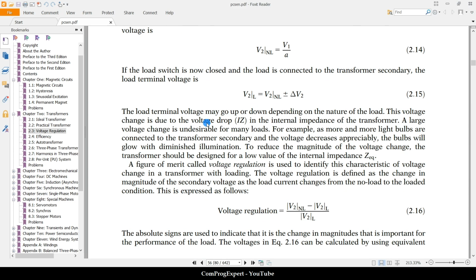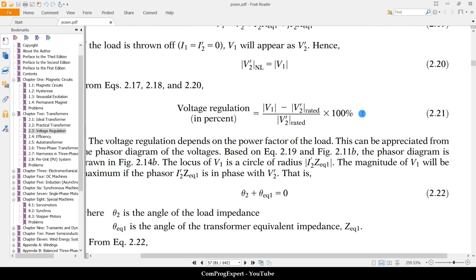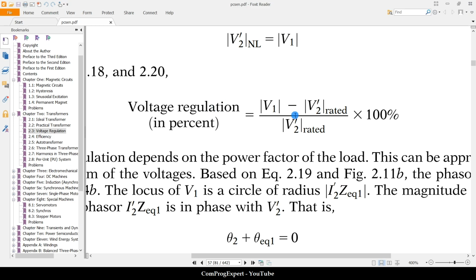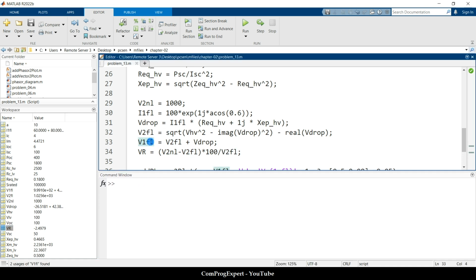In this reference, we also have this equation for calculation of the voltage regulation. In this case, we consider the amplitude of V1 constant for both cases, and we calculate the change in the value of the secondary voltage. The amplitude of V1 full load, let's check here.